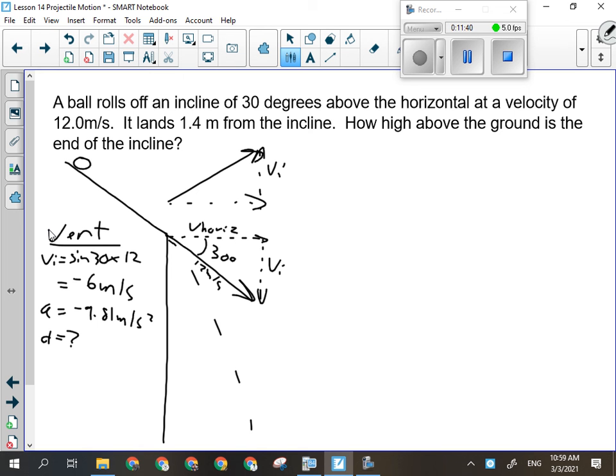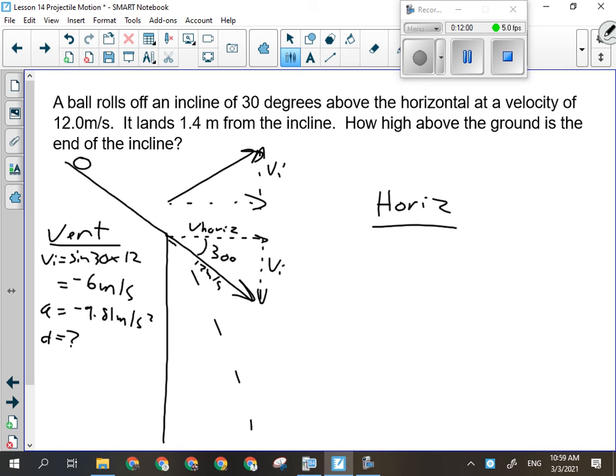Sorry, wouldn't it be 12 times 10 because is the arrow not the hypotenuse in this case? No, the 12 is the hypotenuse. I'm looking for VI, so it's the sine of 30. Yeah? Okay.